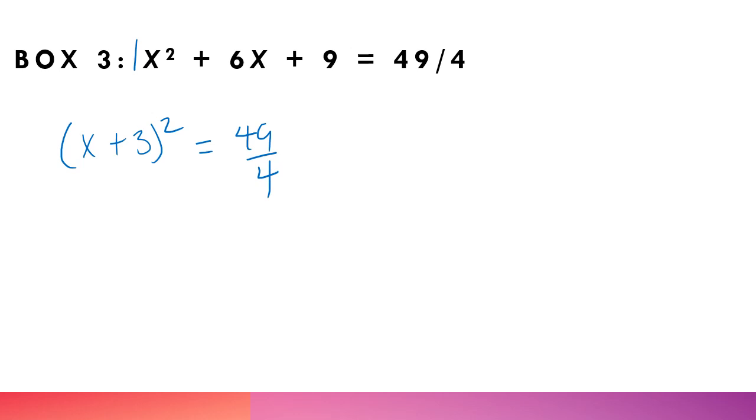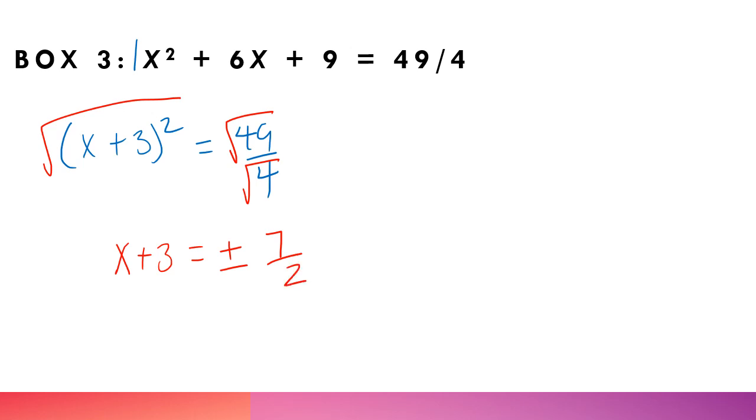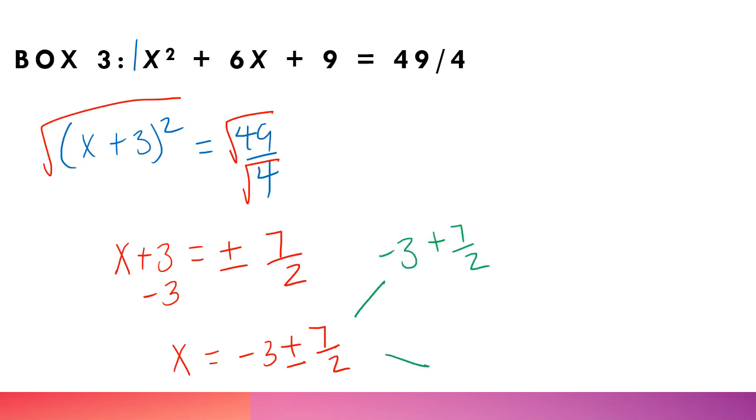I'm going to take the square root. If you remember from Algebra 1, when you take the square root of a fraction, you're taking the square root of the numerator and the denominator. So that leaves us with x plus 3 equals plus or minus 7 halves. I'm going to subtract 3 from both sides, so that leaves me with x equals negative 3 plus or minus 7 halves. Again, plus or minus tells me I'm going to have two solutions. I have negative 3 plus 7 halves, and I have negative 3 minus 7 halves.